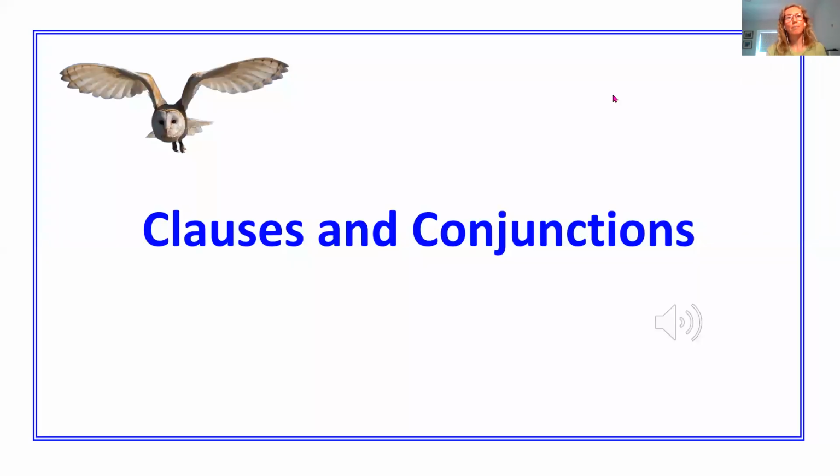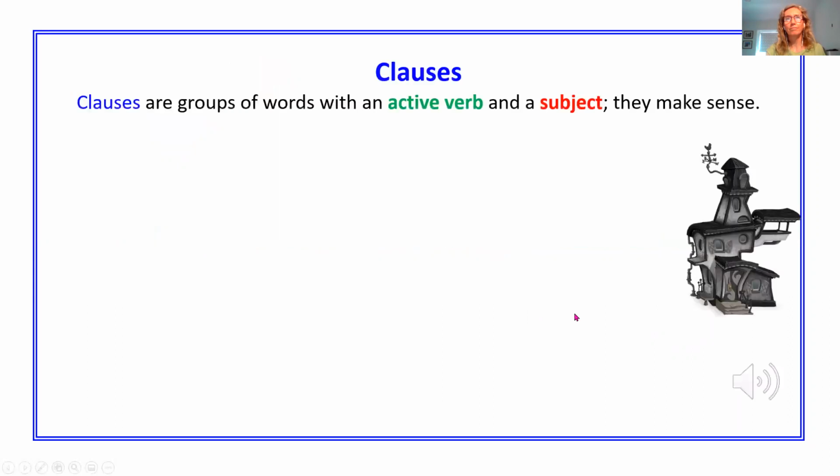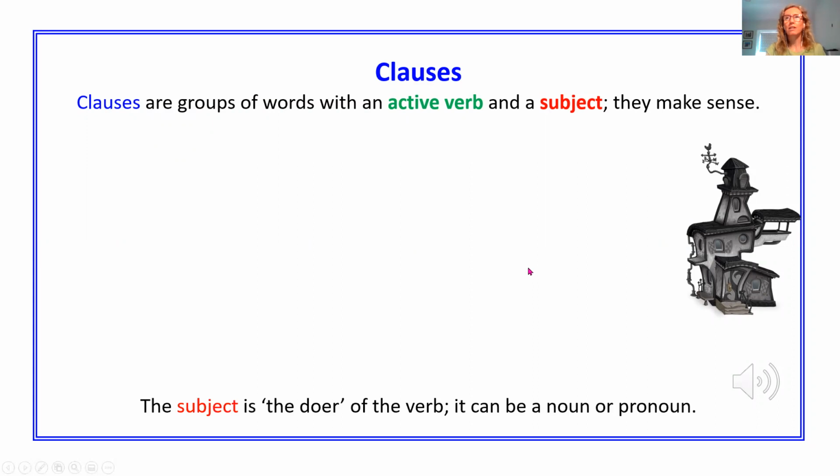So this PowerPoint is about clauses and conjunctions. So clauses are groups of words that have an active verb and a subject, and they make sense. So an active verb is an action or doing word, and the subject is the doer of that verb, and it can be a noun or a pronoun. So let's have a look at some sentences. You could read them along with me and see if you can spot the active verb and the subject.